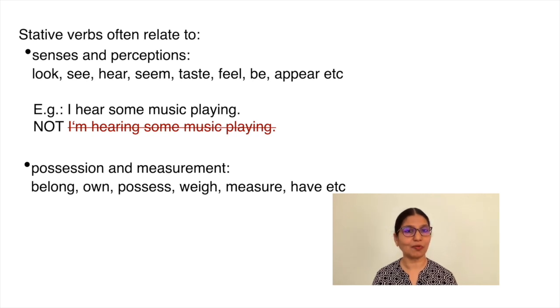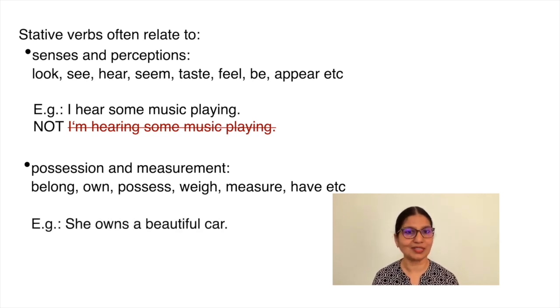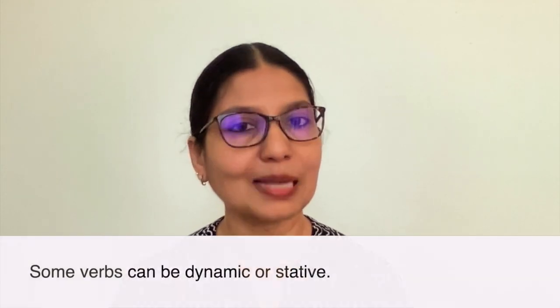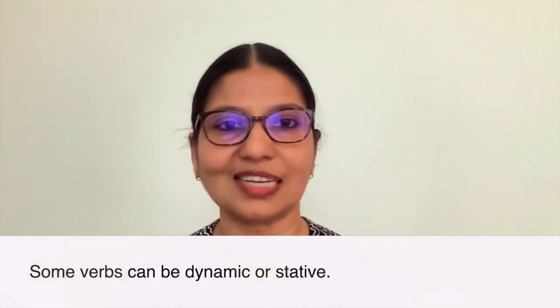So an example for the right usage of such a verb is, she owns a beautiful car, and it's wrong to say, she is owning a beautiful car. There is something very interesting here. Some verbs can be dynamic or stative. And this is because some verbs have more than one meaning, and these verbs can refer to states or actions depending on a context. To make this point clear, let's have some examples.